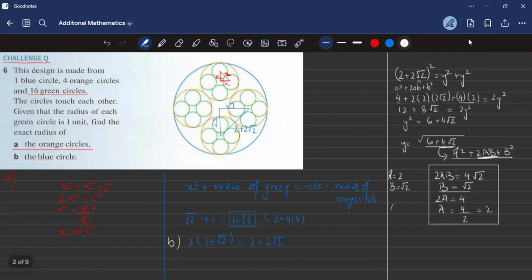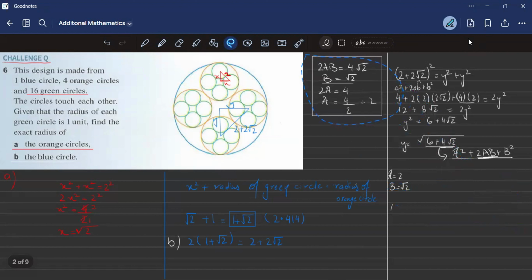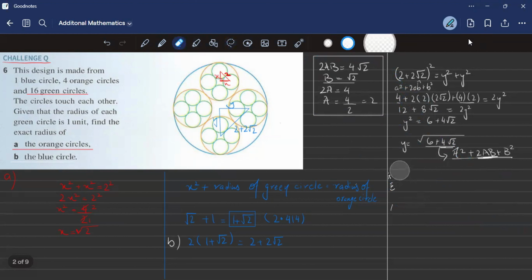So we've got a and b. I need some more space, so before I do that, let me just move this up here. Okay, so this is how we find a and b out.